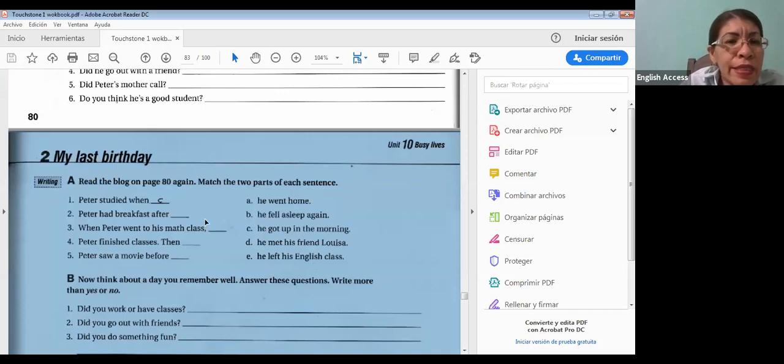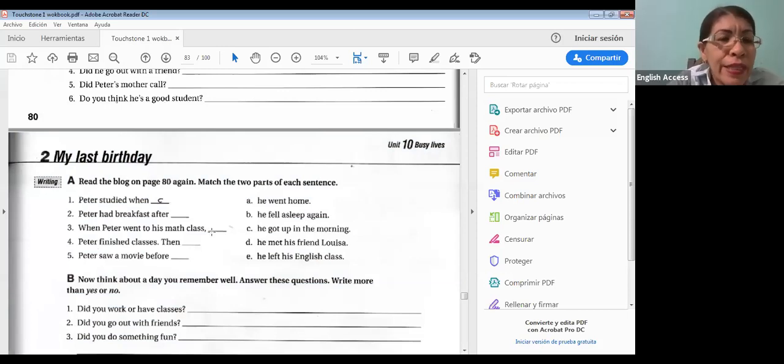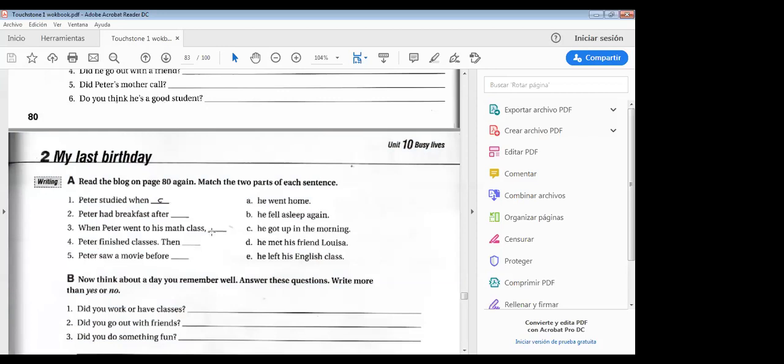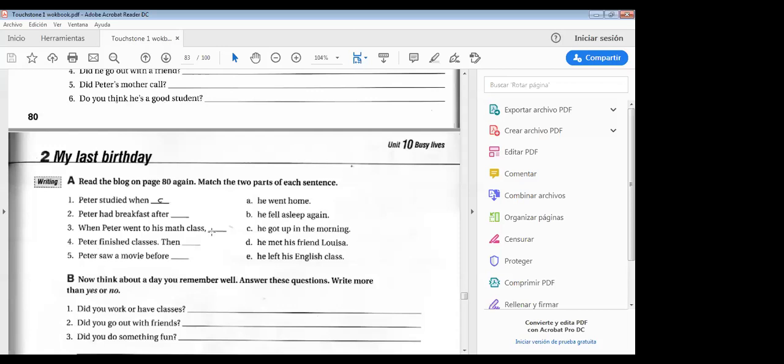He left his English class. Yes, number three. Who, Damaris? When Peter went to his math class, he fell asleep again. Again, number four, Abby. Peter finished class, then he met his friend Luisa. Okay, and Damaris, number five. Peter saw a movie before he went home.